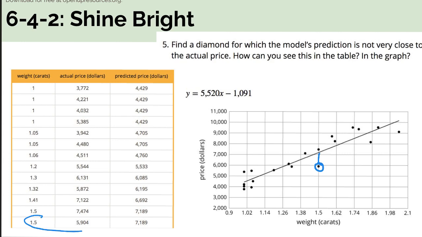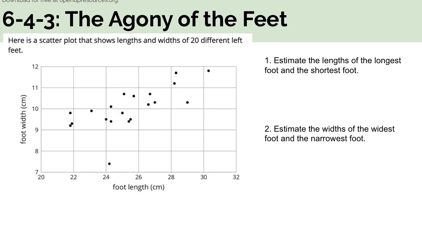And on the table, I can see that right here. And its actual price is pretty far away from its predicted price. In activity 3, you're using the scatter plot to look at some data about feet. Go ahead and answer questions 1, 2, and 3 and start again when you're ready.